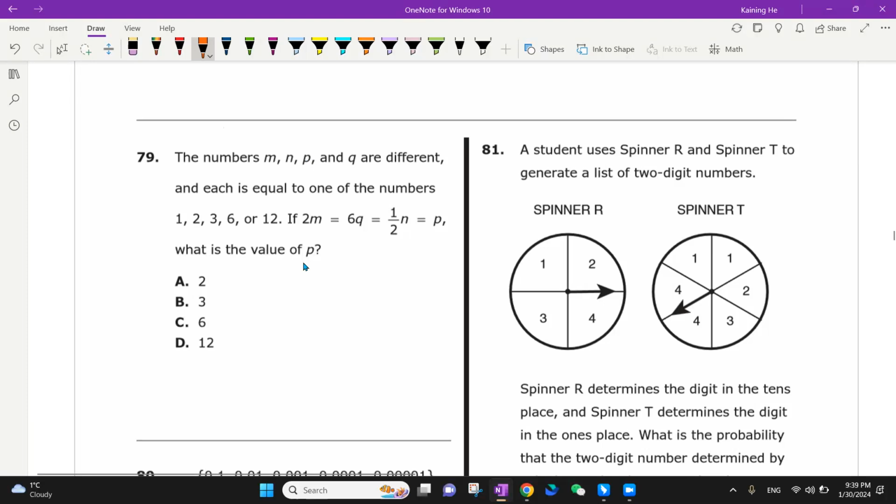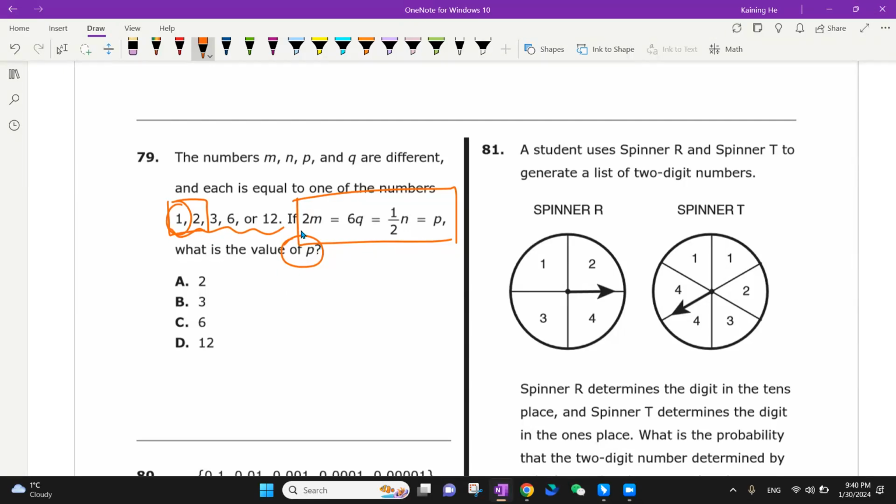Let's take a look at the next one, number 79. Now, the numbers M, N, P, Q are different, and each is equal to one of the numbers. All 4 of them have to satisfy this condition. So we have to make sure the 4 numbers get plugged in and see what the relationship is. There's one trick right here, and they're looking for the value of P. There are 5 different options for me to choose. That means if I start from the smallest number, all I have to do is test 2. Why is that?